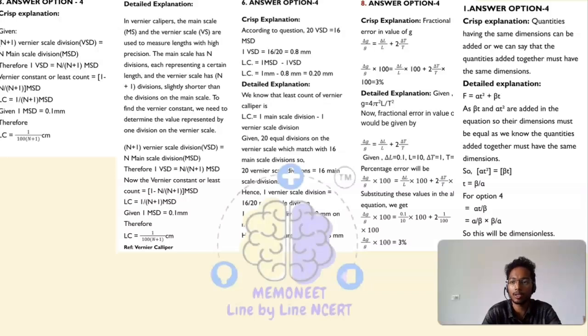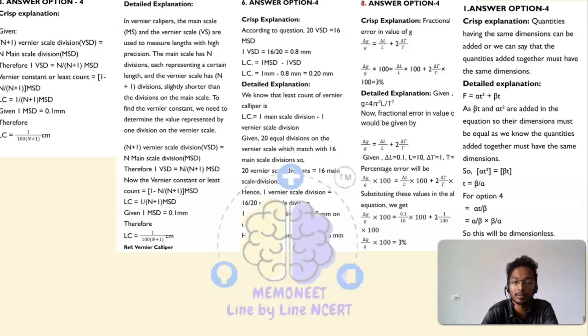So for that, in the Memoneet we have two types of explanation, that is brief explanation and detailed explanation, for each and every question. If you know the concept very well but you just made one small mistake anywhere, you can follow the crisp explanation, and those who are not precise in those concepts can use the detailed explanation.